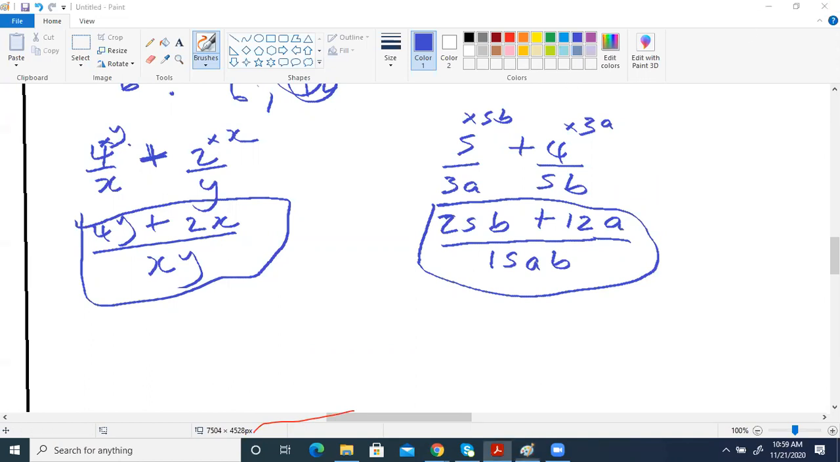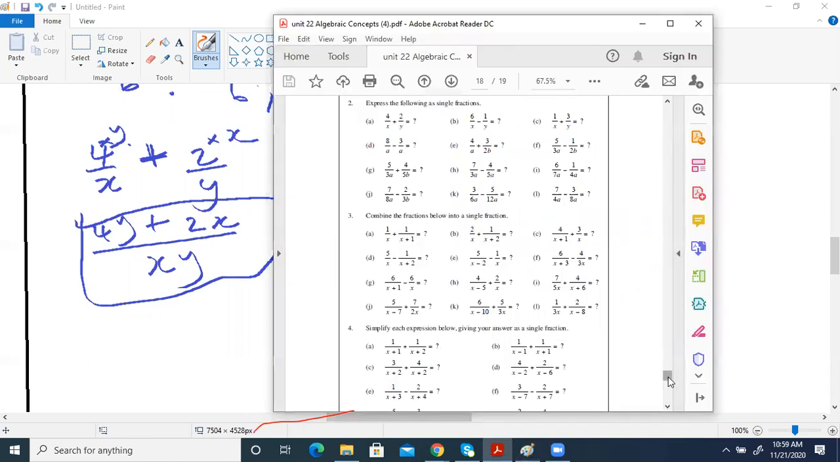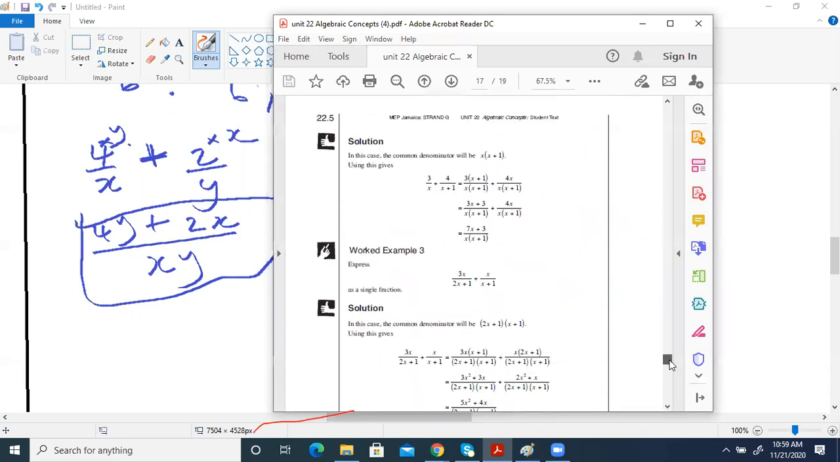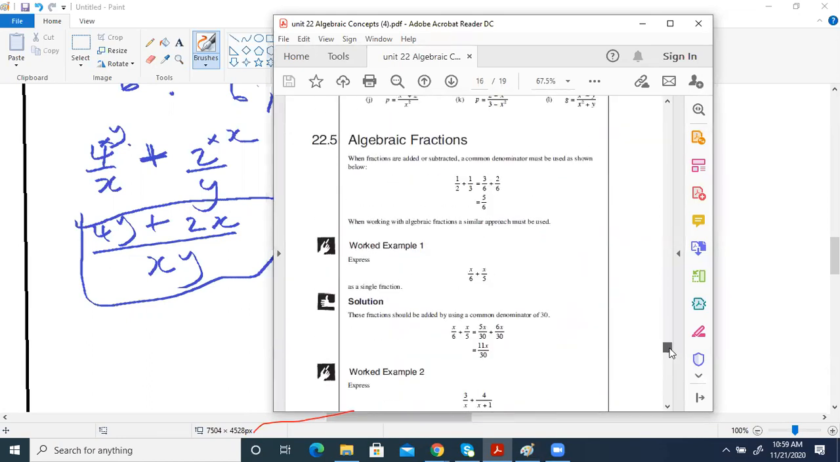Yeah. So sir, we have the topic for this one, which is algebraic fractions. The one that we were doing before, the one with the long question, the long workout. Same algebraic fractions, right? So if you look, this is it, algebraic fractions.